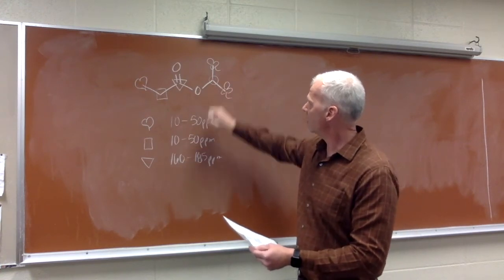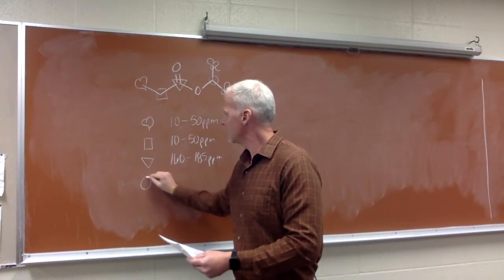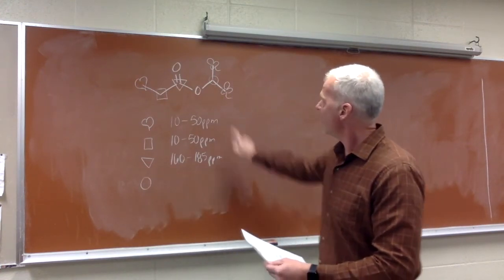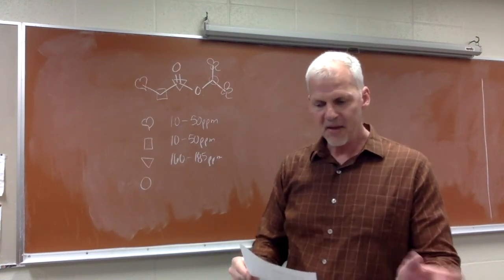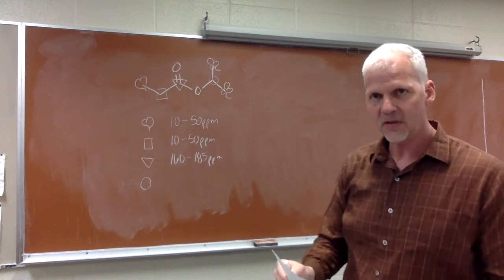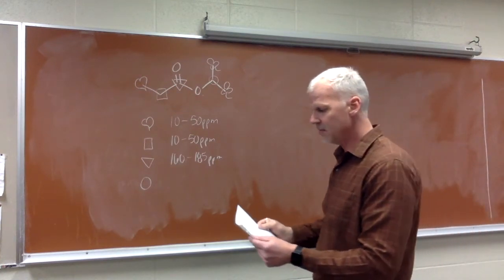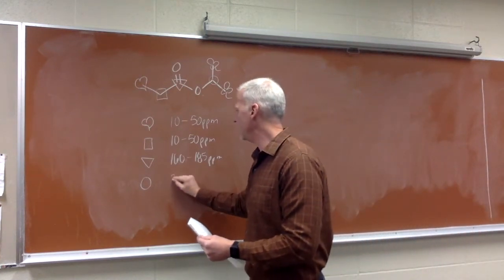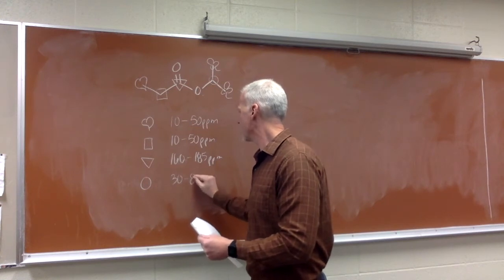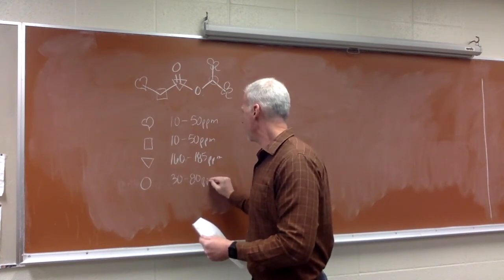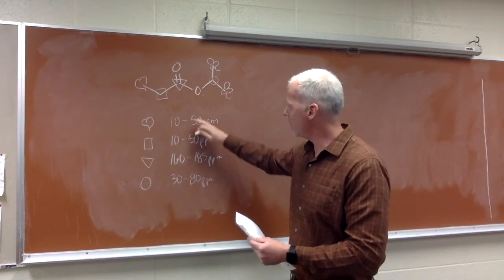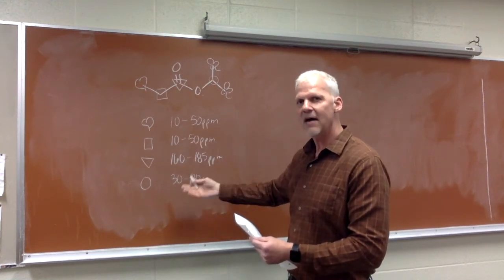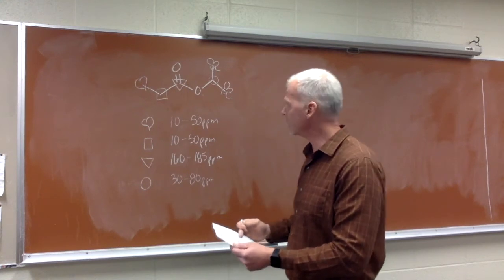Going over here, we've got our CH signal, our methine. That's directly bonded to an oxygen. And now in the carbon-13 NMR, being bonded to that oxygen does tend to cause a shift downfield, like you saw in the proton NMR. And here the range on that is 30 to 80 ppm. Now note there is significant overlap between 10 to 50 and 30 to 80. So of these aliphatic signals, we probably expect that one to be shifted furthest to the left in the spectrum.